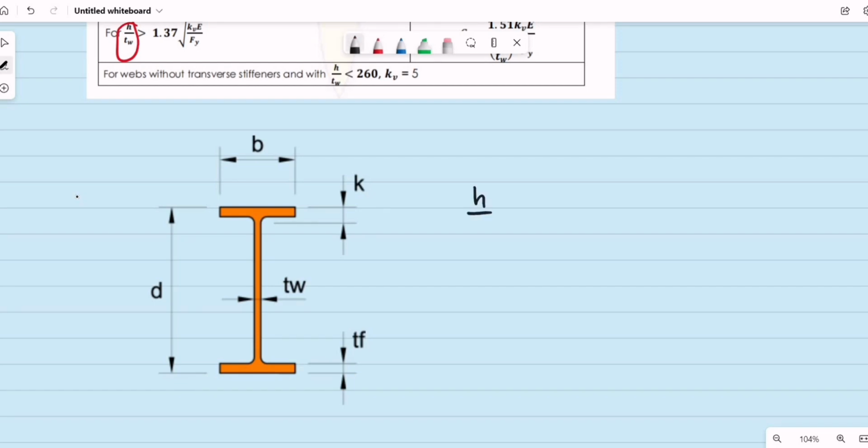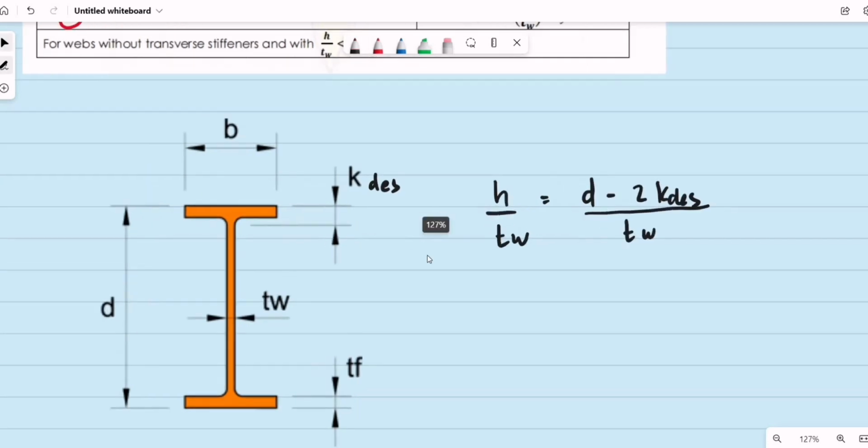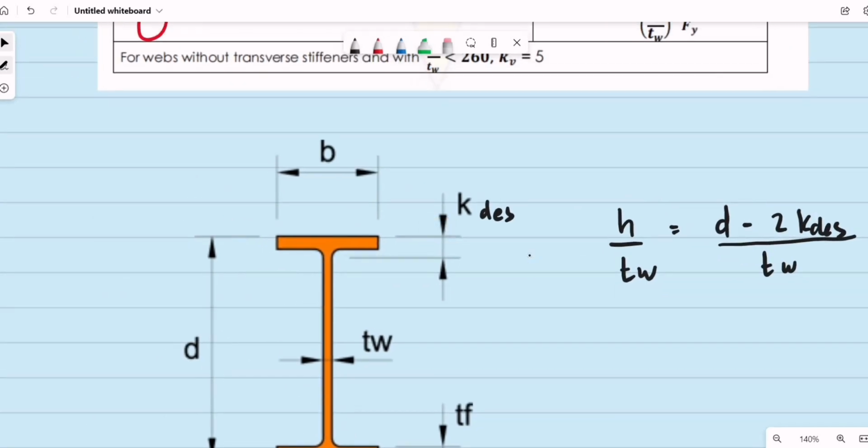Let us recall how we compute the slenderness ratio for the web. That is h divided by the thickness of the web. This is basically equal to the total depth of the section less twice the value of k des, divided by the thickness of the web. So k des is the design distance from the outermost face of the flange to the web toe of the fillet in the web.